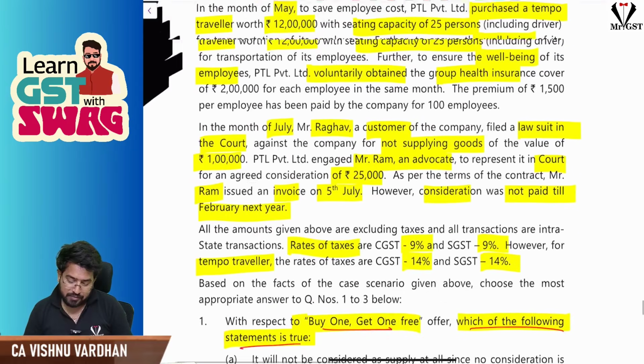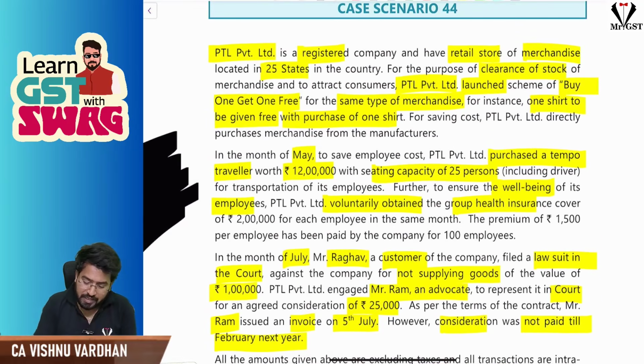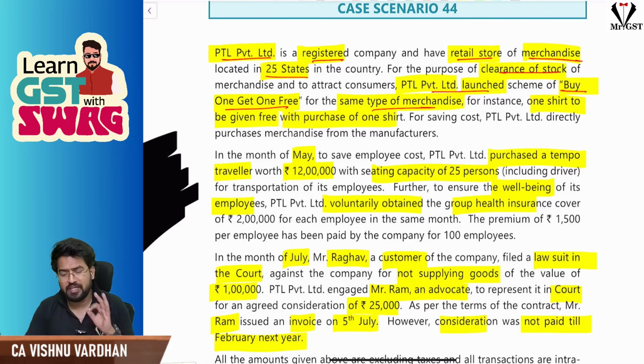Now, if you see here, this is a company called PTL Private Limited, which is registered as a retail store selling merchandise in 25 states. For stock clearance, they are launching an offer: buy one get one free. Whatever you buy, you will get free. That means one shirt you buy, you will get one shirt free. There is a question on this buy one get one offer.